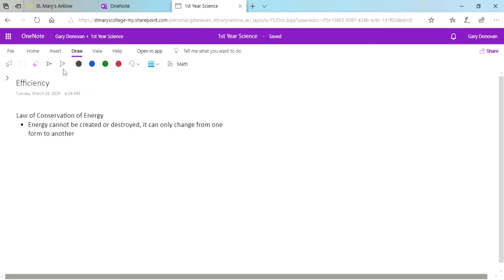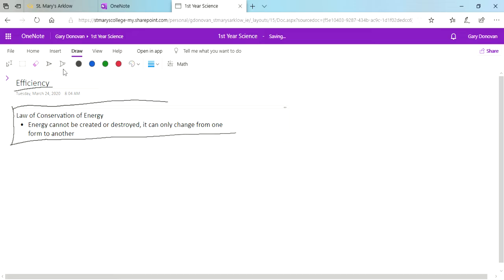So in this video, we're going to look at efficiency, or energy efficiency, I should say. If you remember in the last lesson, the first thing we looked at was the law of conservation of energy. And that's a really, really important rule that you need to learn. Energy cannot be created or destroyed, it can only change from one form to another. Last lesson, firstly we learned the different types of energy, and then we looked at the law of conservation of energy and how energy changed from one form to another. In this lesson we're going to look at efficiency.